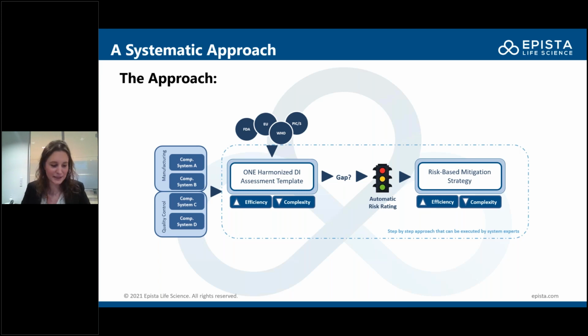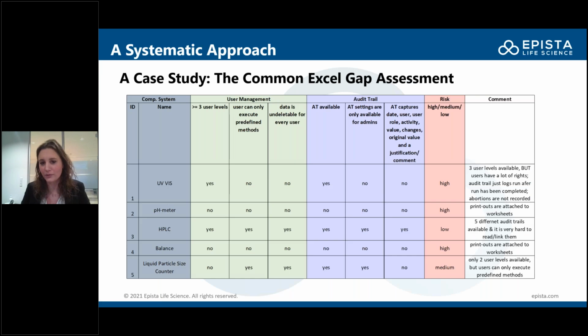So what we did, and what probably a lot of you know, is we started out with an Excel gap assessment. And this is just a fake example, but probably some of you will recognize similarities. You are listing all your computerized systems. You then have tons of columns added to that, and there you are asking questions. Questions on management, audit trail, whatever you want. In the end, you then have a column where you do a risk rating and say, okay, this is now high, medium, or low.